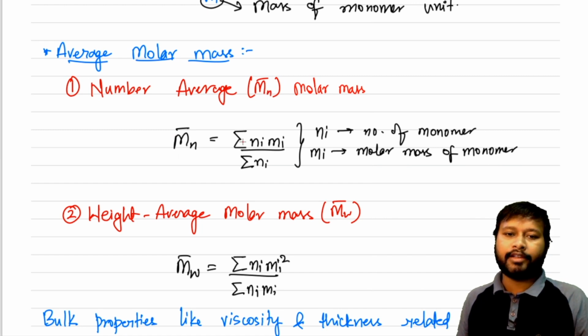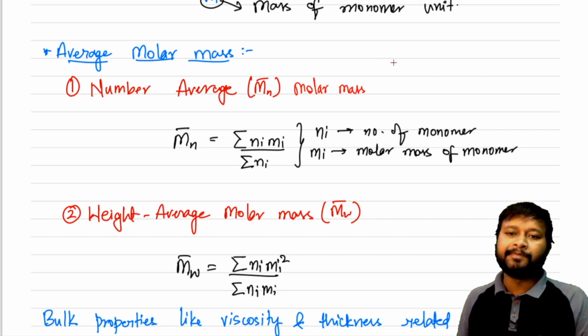So M bar n equals sigma Ni Mi divided by sigma Ni, where Ni is going to denote the number of the monomeric units and Mi is going to denote the molecular mass of the monomeric unit. Alright, so you just have to multiply it and you just have to divide by the number of the monomeric units. Questions are asked on this like this.